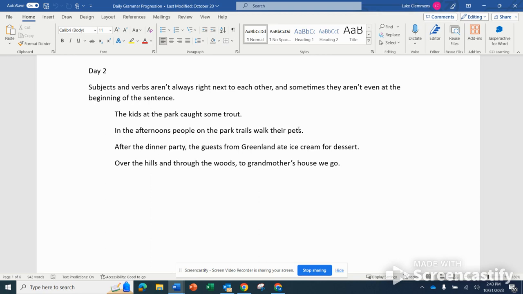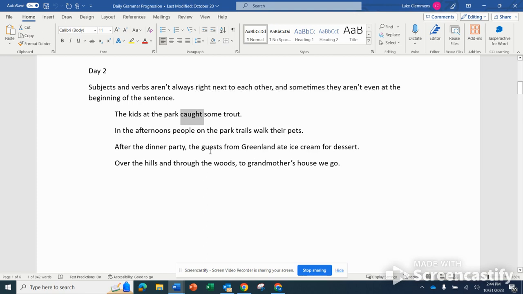So whenever you have to find the subject of a sentence, remember what our method is. Right now we're only dealing with sentences where we have a subject and an action verb. So in those situations, what we have to do first is find the verb, and then we ask who or what is doing the action of this verb. So in our sentences below here, the kids at the park caught some trout. So we're going to find the verb first. Well, the only action word up there is caught.